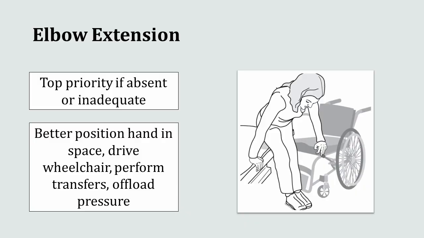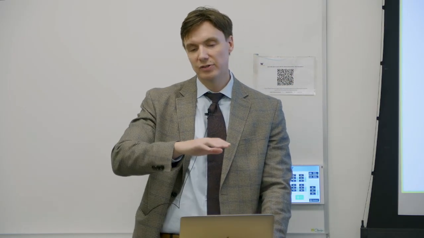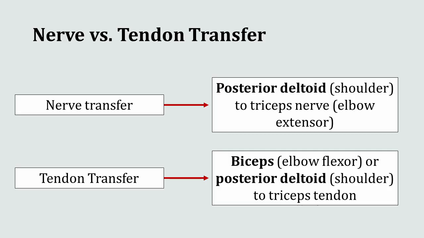So elbow extension, that's a top priority, as I mentioned, if it's absent or inadequate, and it can be different in each arm. Again, it's important for positioning the hand in space. It's important for driving a wheelchair, performing transfers, and offloading pressure. It's not just important for reaching overhead to grab something out of a shelf, like I said. It's just so important for tabletop activities, and that's why I think it's so critical. So we have both nerve and tendon transfer options available.